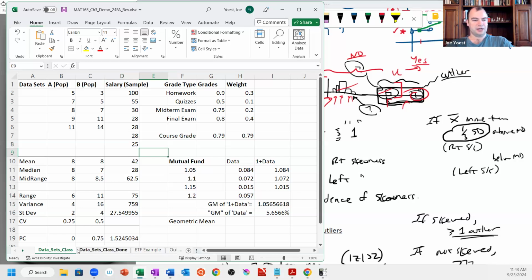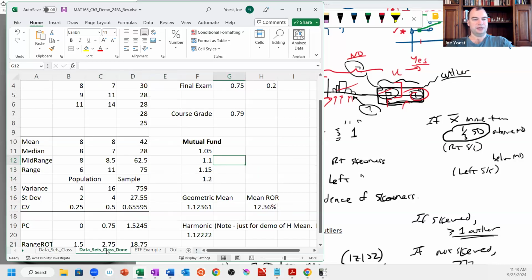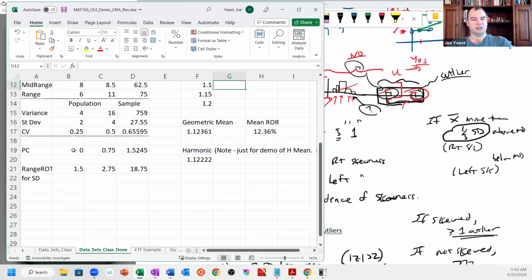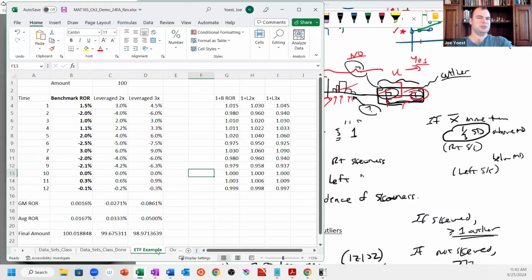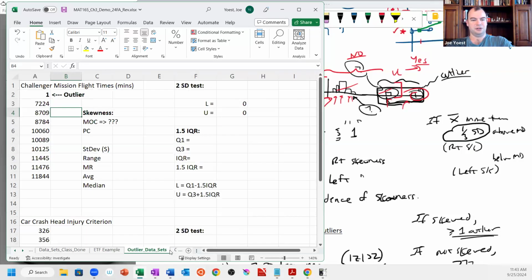So let's go across our tabs at the bottom here. If you didn't realize, there's a spreadsheet in Excel, but if you go to the bottom where it says datasets class, you can go over to datasets class done. This is just with some of these computations put in here. Or ETF example. This is a different example. I think I'm going to skip it due to time. Just the interesting little finance thing. And then we can jump over to outlier data sets. That's where we're going to spend probably the rest of our time today. And we'll probably pick up with chapter 4 next time.